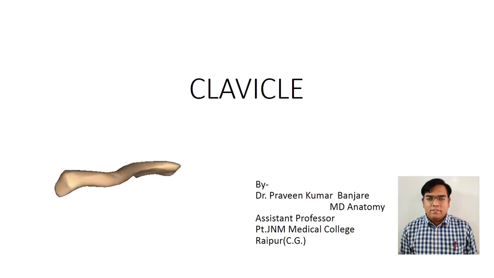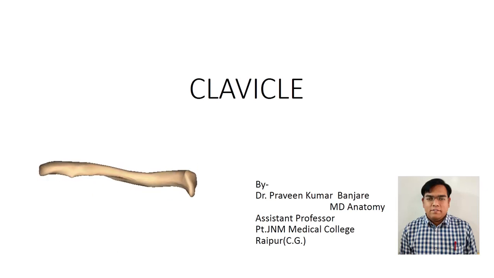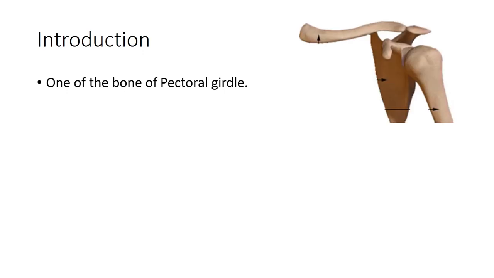Hello students, in this video we are going to see the clavicle bone. It is one of the bones of the pectoral girdle. It is also called the collar bone. The pectoral girdle is formed by the clavicle and scapula. So this is one of the bones of the pectoral girdle.